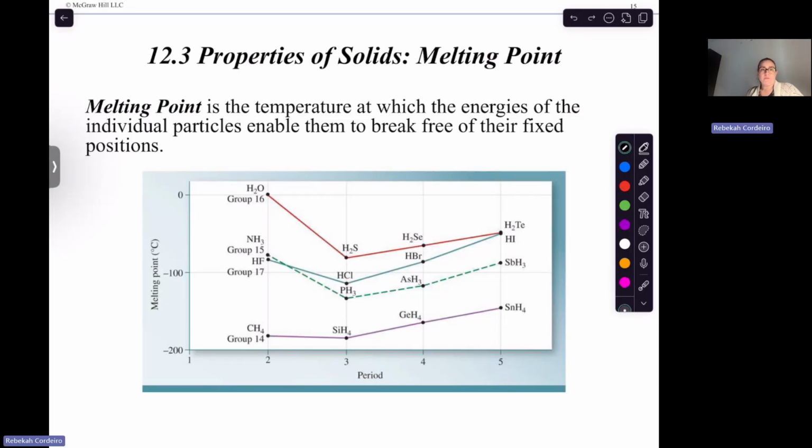All right, so this is for Chem 102. We're going to go through sections 12.3 and 12.4. So we're going to start talking about solids in this video, and the first thing we want to look at is melting point. So solids moving to a liquid.